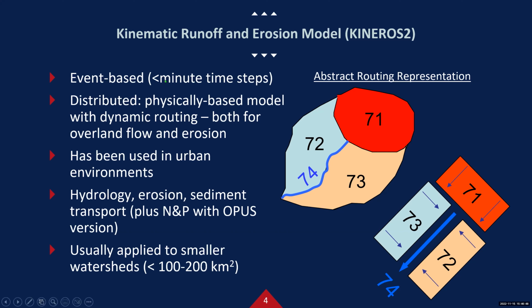So again, it's physically based with dynamic routing, both for overland flow and erosion, and this might be misleading. It's kinematic routing, but dynamic means there's interaction at every computational node and at every time step that's tracking water flow from upslope, from rainfall, as well as infiltration to give you an estimate about what's going downslope.